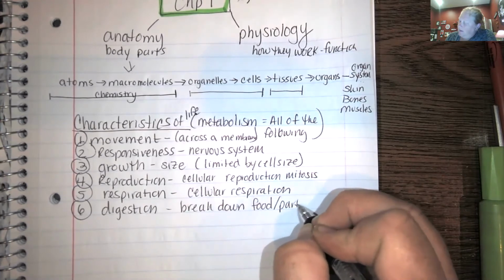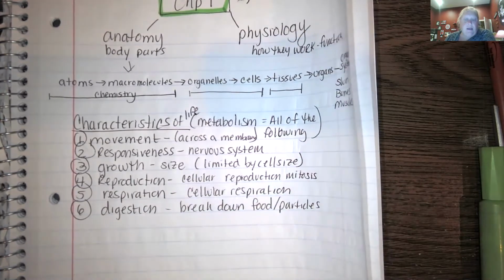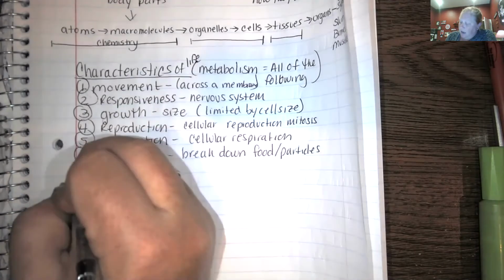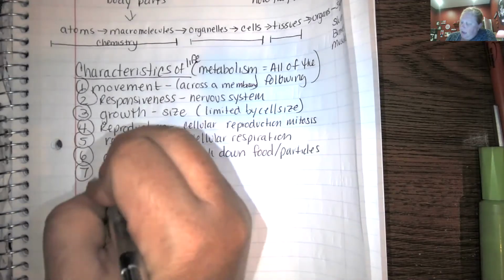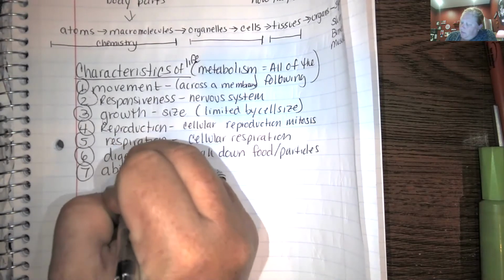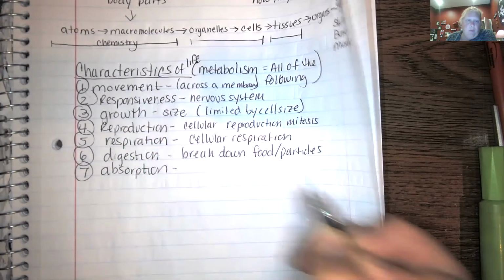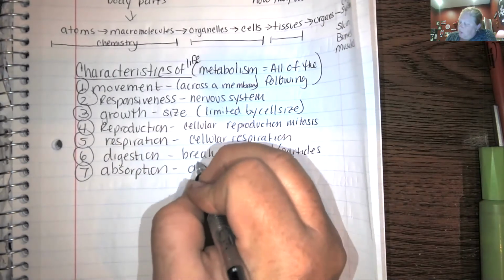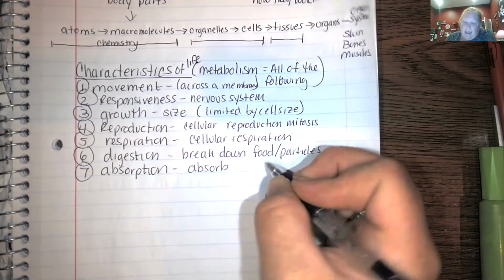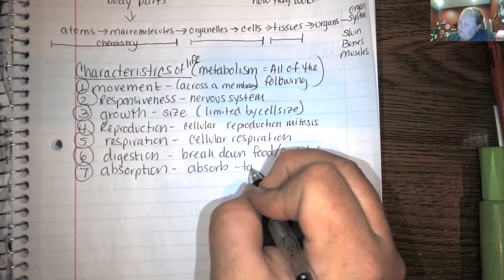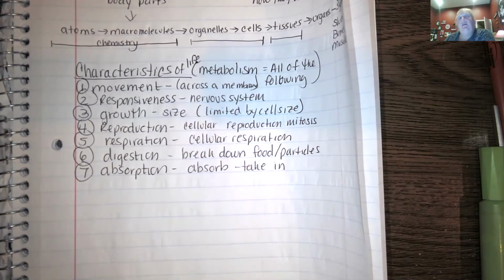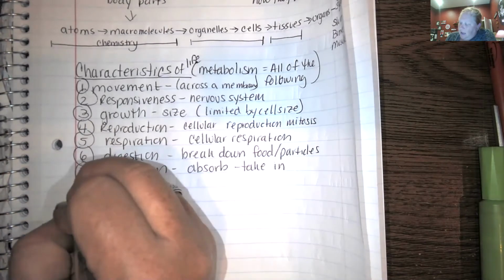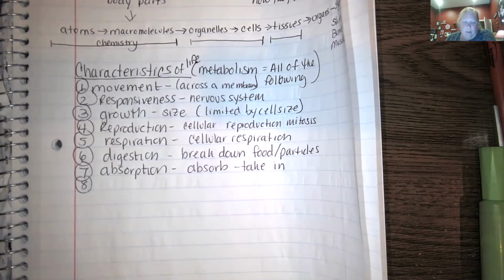I'm going to put particles because just breaking down any of those things is really, digestion can be digestion of chemicals as well, toxic chemicals. Okay. Absorption. It doesn't do a whole lot of good to break things down if you can't absorb or take in items. And you could even say absorption could be even osmosis, for example, going through the membrane.